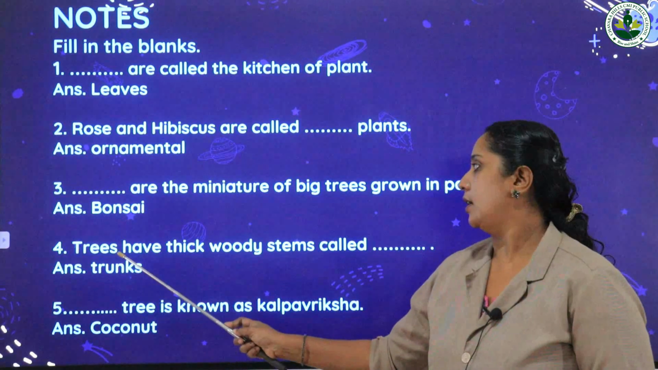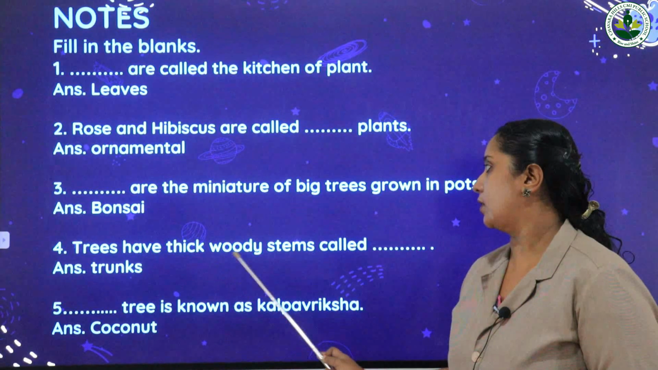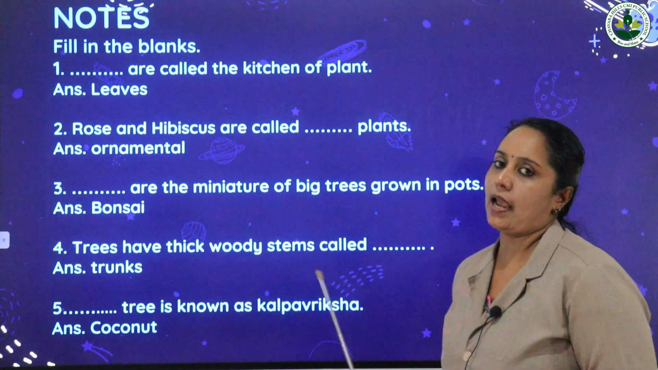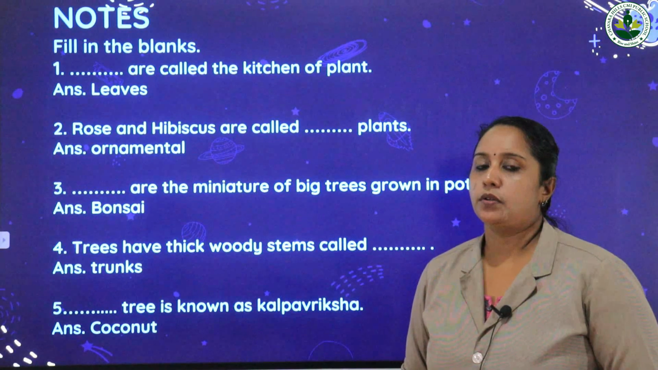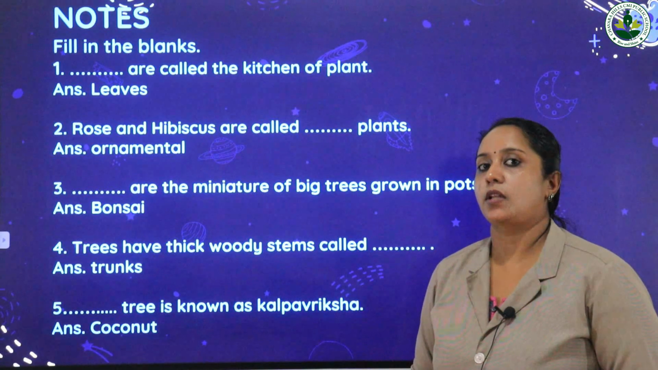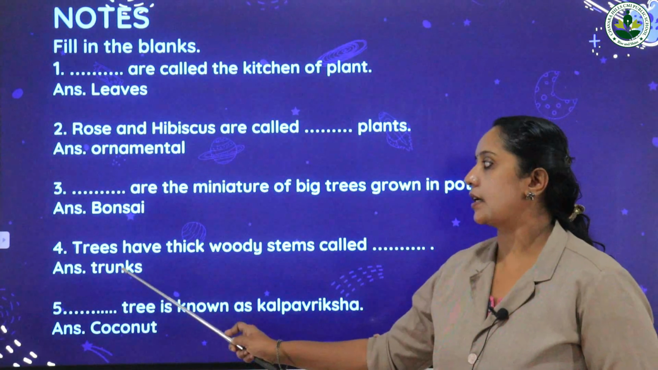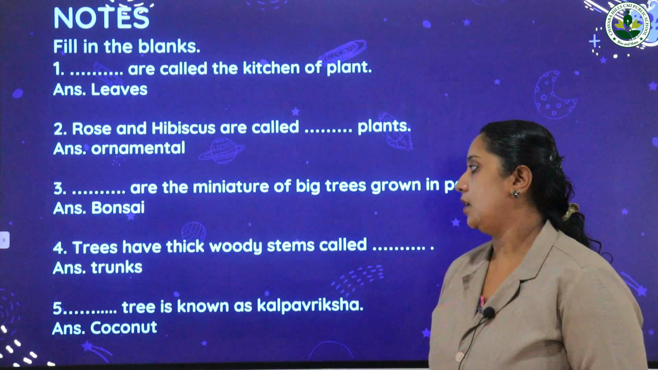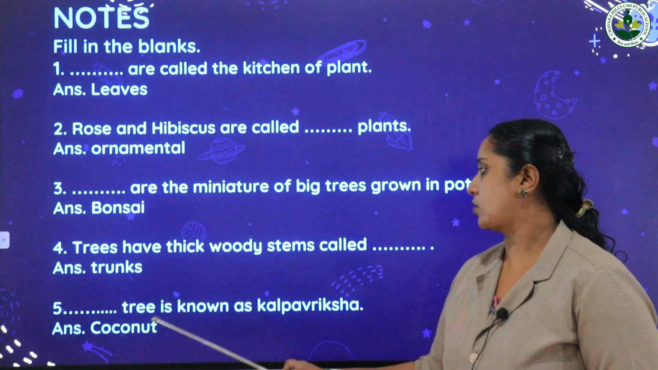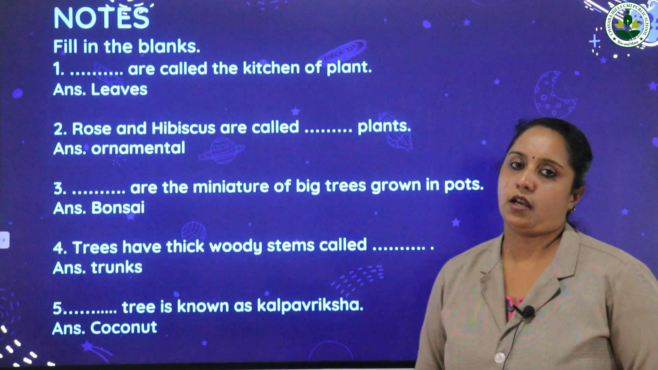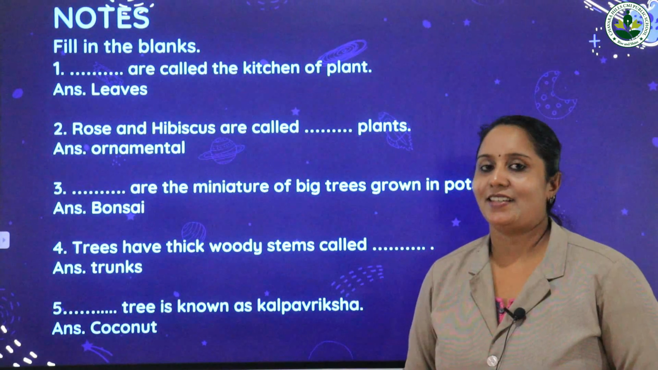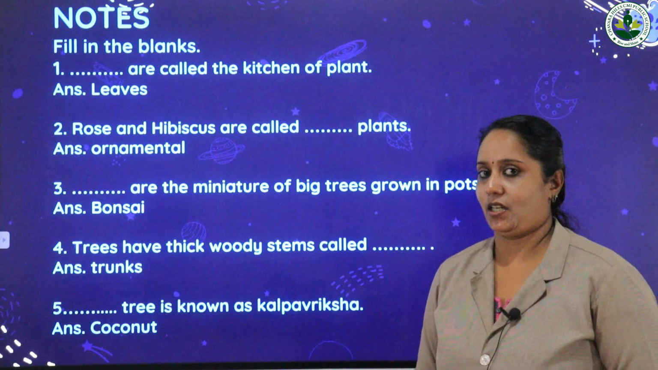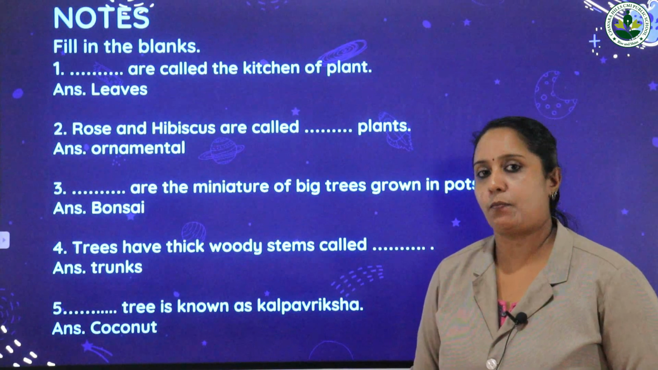Now fourth one, trees have thick woody stems called dash. So I told you the name of the stems of trees. What is that? It is called trunks, T-R-U-N-K-S, trunks. Now the last one, dash tree is known as kalpavriksha. Which is the answer? Yes, it is coconut tree. Coconut tree is known as the kalpavriksha.